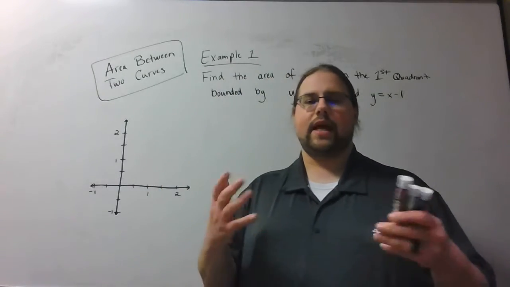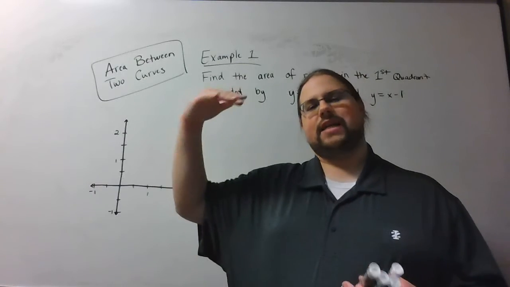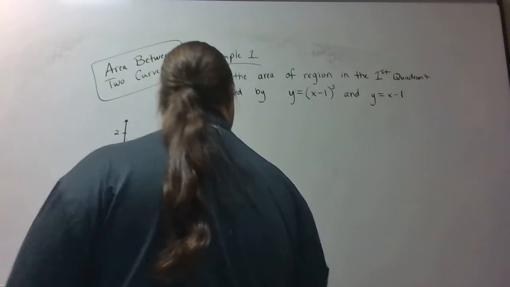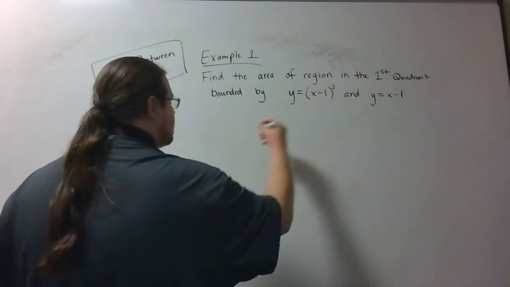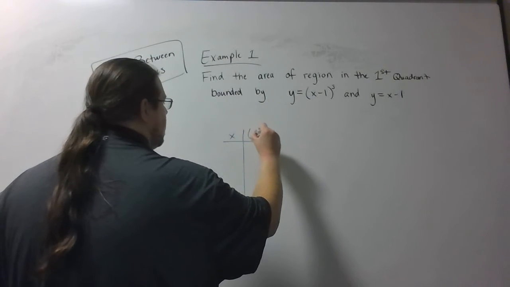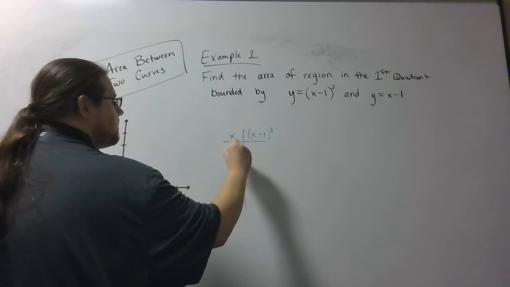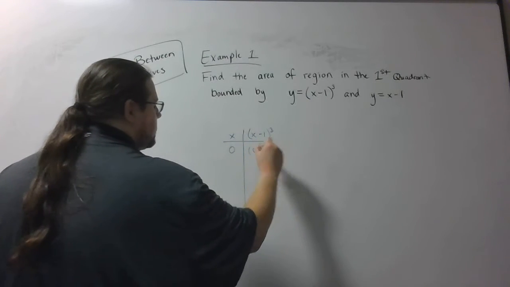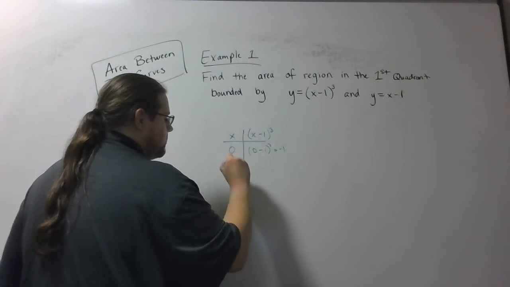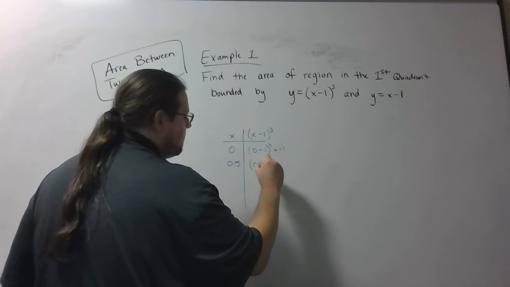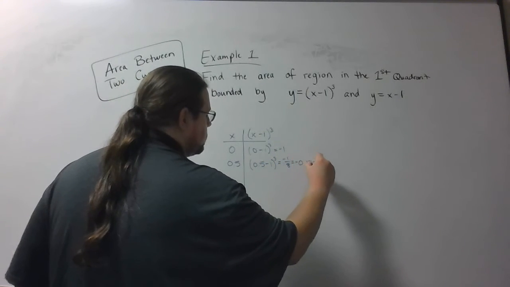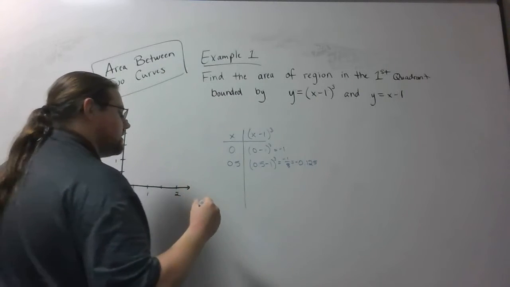What I'm going to do is graph it and see which function is the one on top, because that's really important when I try to solve these problems. Let me do y equals (x minus 1) cubed first, in blue. If I plug in 0, 0 minus 1 is negative 1, cubed makes negative 1. If I do 0.5, 0.5 minus 1 cubed gives me negative 1/8, which is exactly negative 0.125.